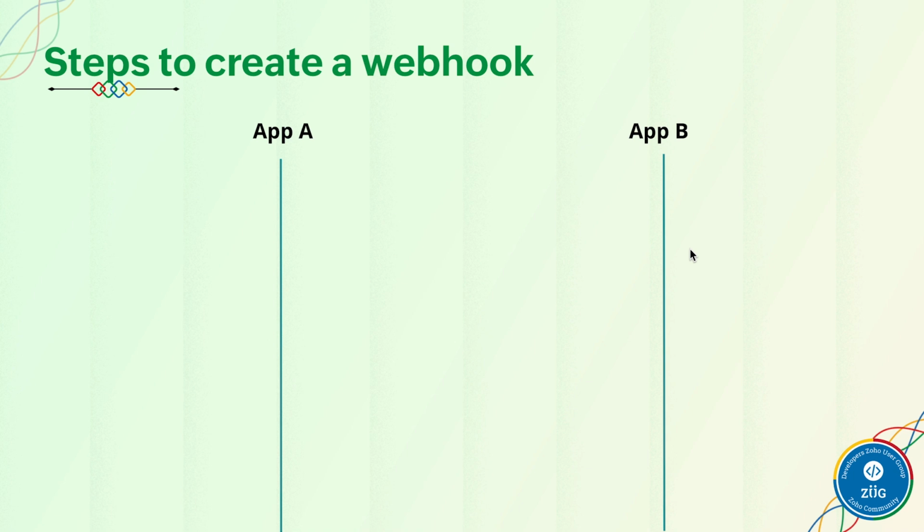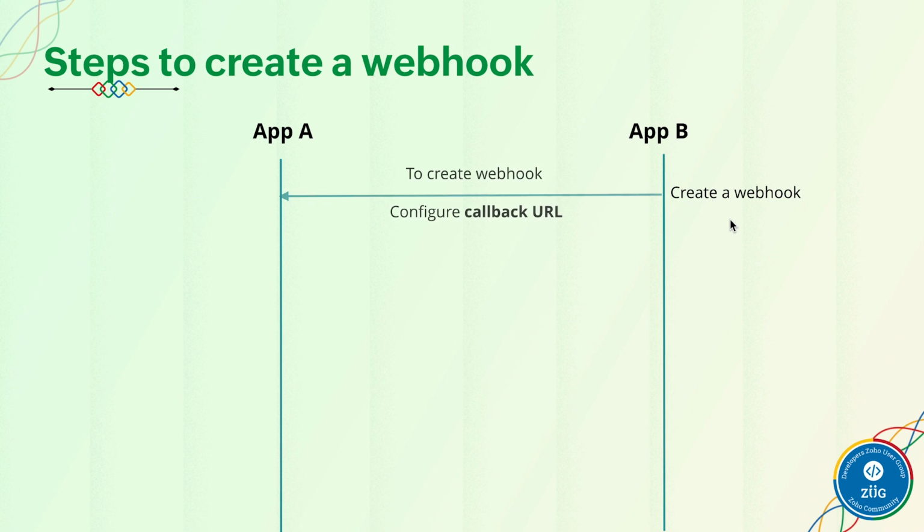The first step would be to create a webhook in application B. In order to create a webhook in application B, there are two major things that need to be configured or defined. The first thing is configuring the event on occurrence of which this webhook needs to be triggered. On occurrence of some event in App B only, the data is going to be posted to App A. That event has to be configured when you're creating the webhook. And the second important thing that you need to configure is a callback URL.